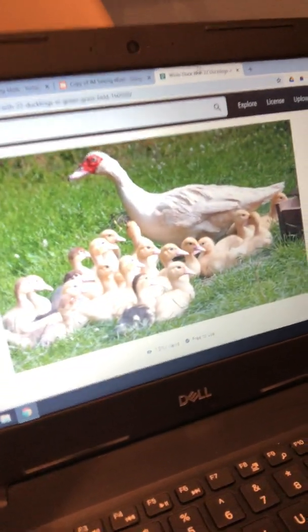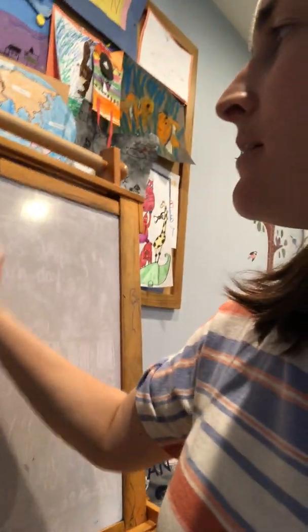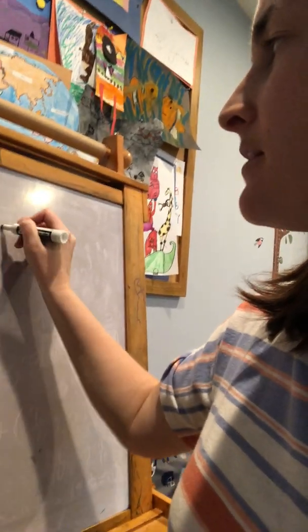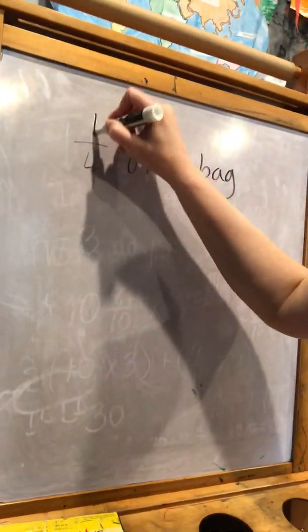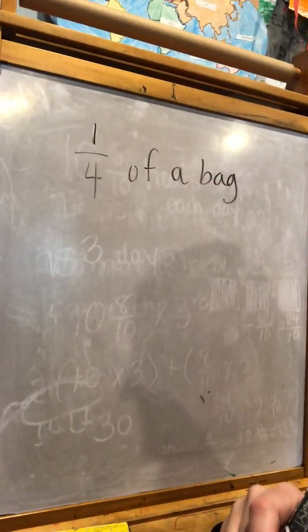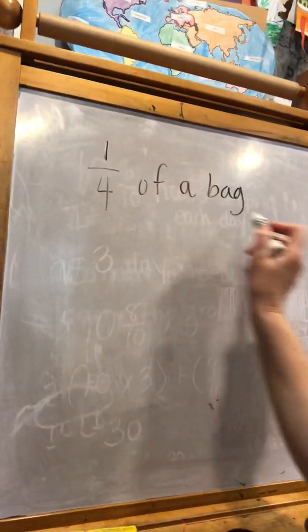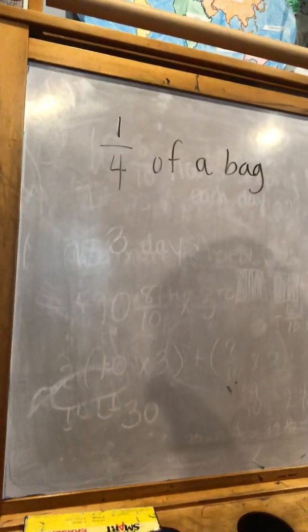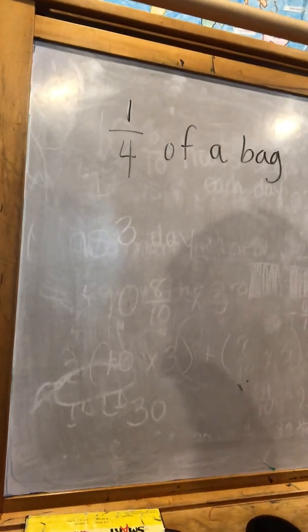Some of you may have started to see ducks around your neighborhood. And so they are the inspiration for our problem today. We're going to talk about the amount of feed that it takes to feed these ducks. So if I were to tell you that it takes 1/4 of a bag of feed to feed 8 different ducks, so basically the 1/4 of a bag of feed is going to be evenly divided into 8 different duck bowls.